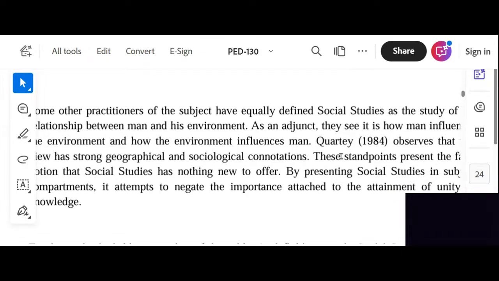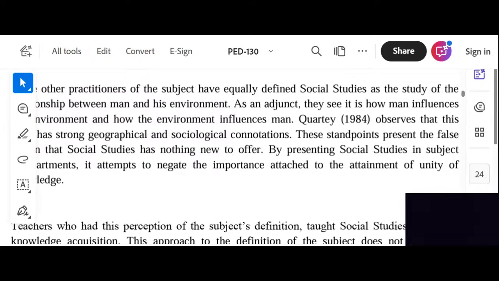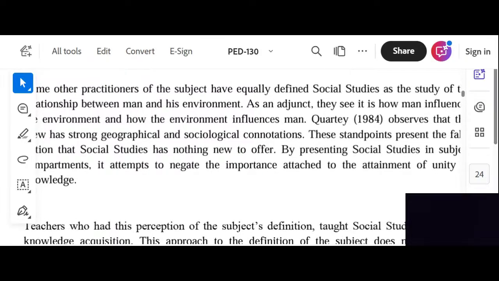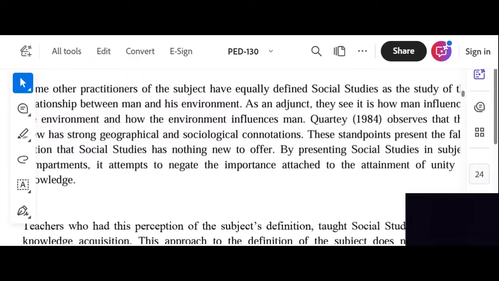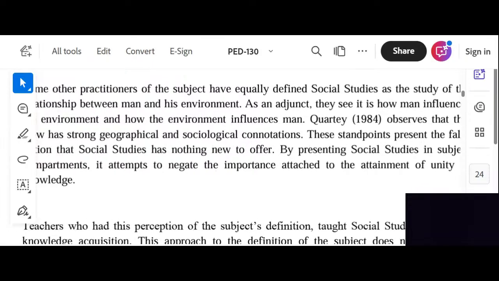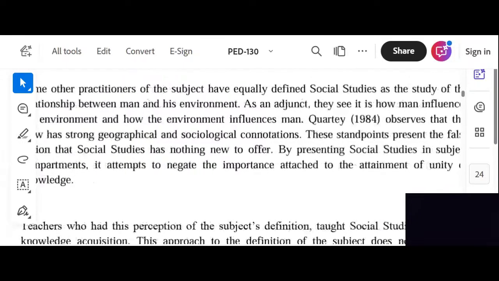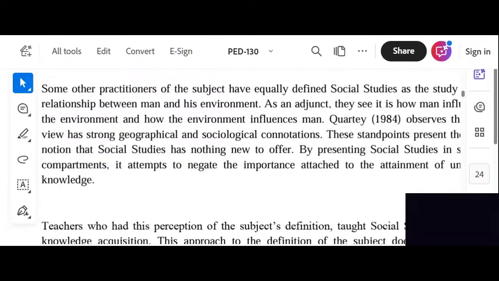Still, this same man, Cote now, in his own observation of their own definition, the people that say social study is the study of man and his environment, that is the relationship between man and his environment. So Cote also observed something in that same 1984. It says that this view has strong geographical and sociological connotations. These standpoints present the false notion that social study has nothing new to offer.